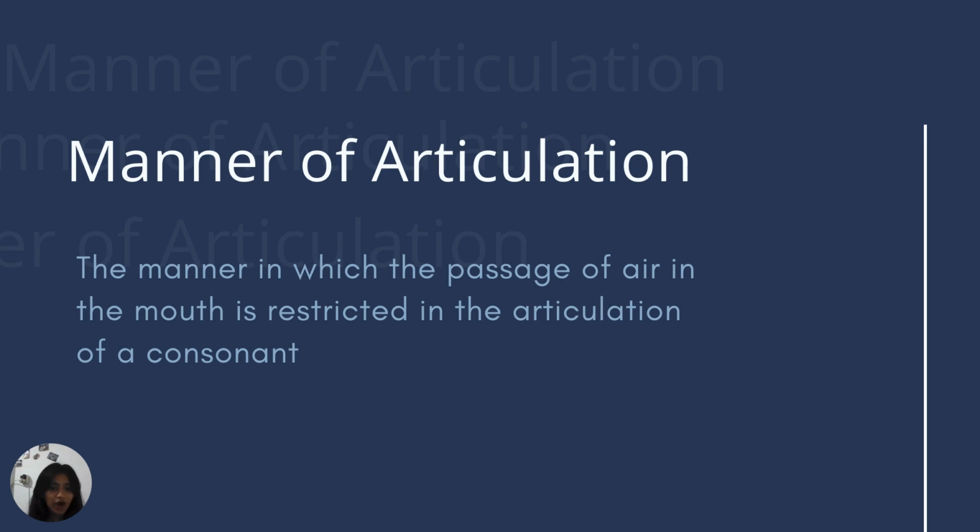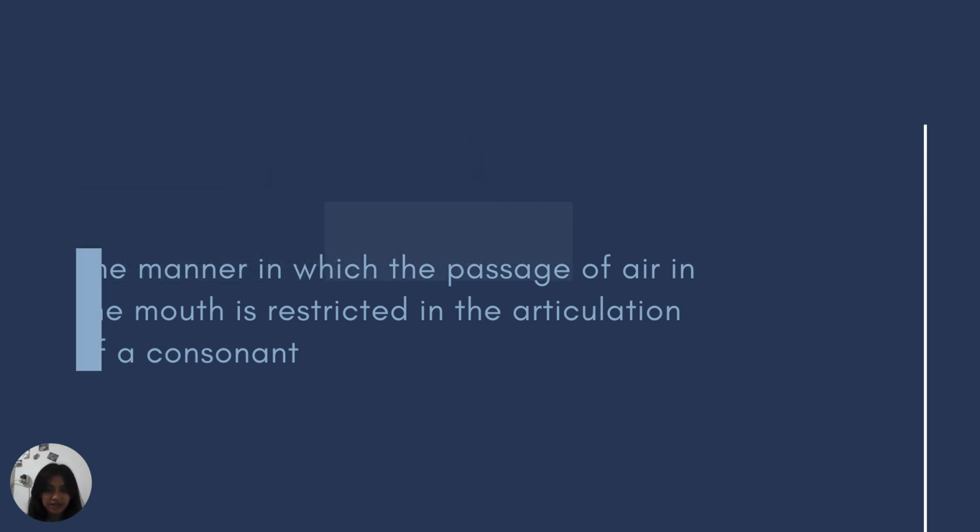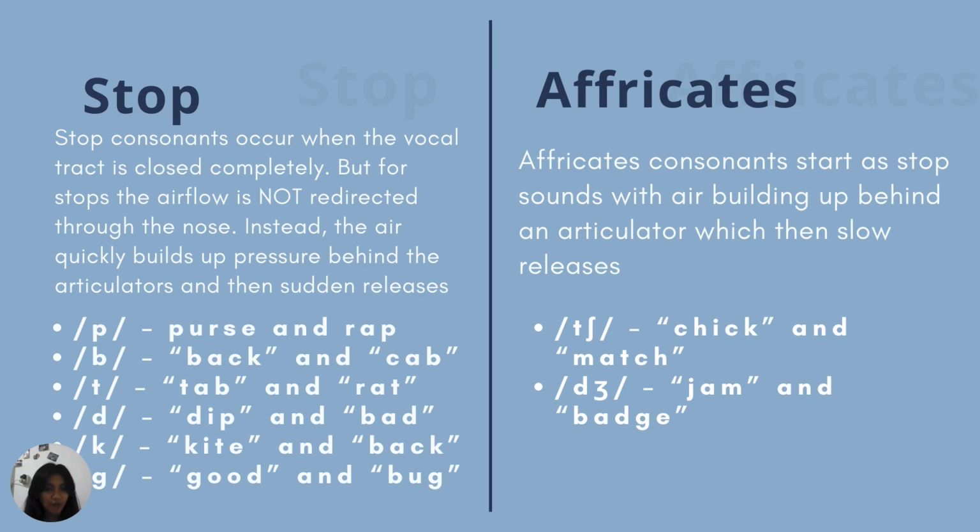Next, there is manner of articulation, which is the passage of the air in our mouth during the articulation of the consonant. The first is stop. Stop consonants occur when the vocal tract is closed completely. For example, pursue. Our vocal tract is closed completely: p, t. So it's like that.